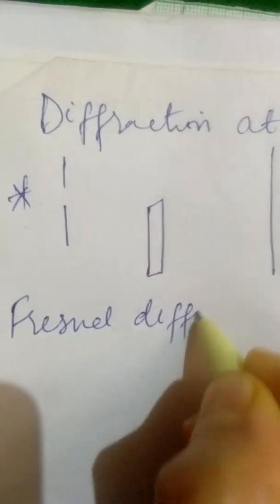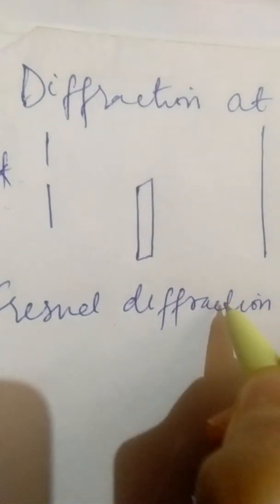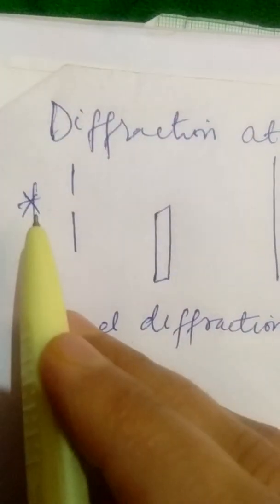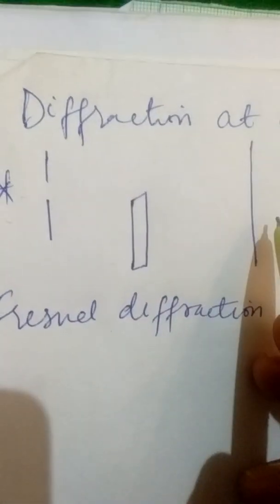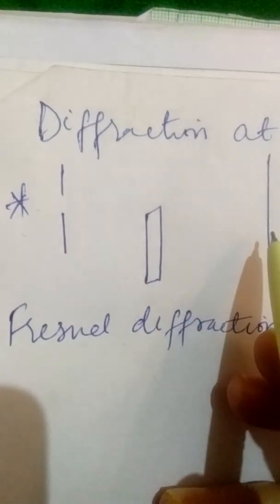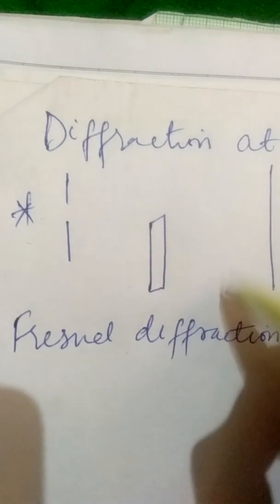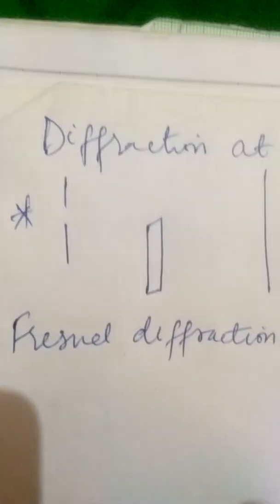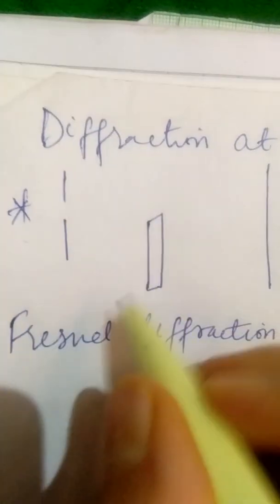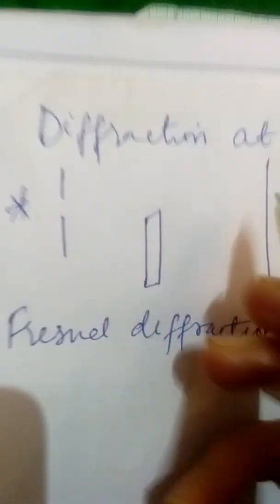Fresnel type of diffraction, in which I have already told you that the source of light, the slit, and the screen are at a finite distance from each other. Therefore, we don't need to place any convex lenses or collimating lenses in between, right? Now, let us see what happens.